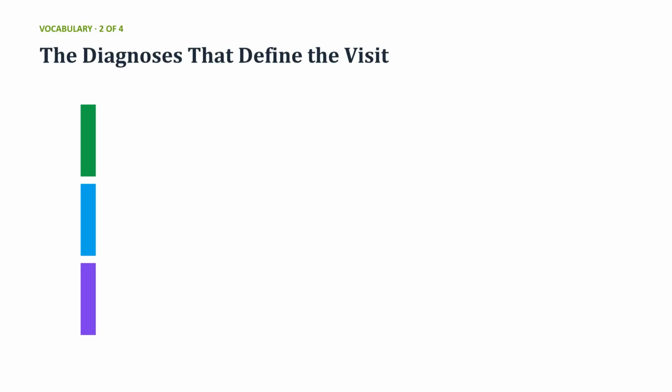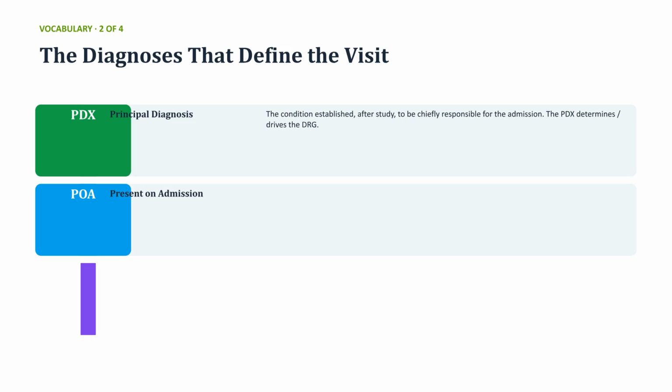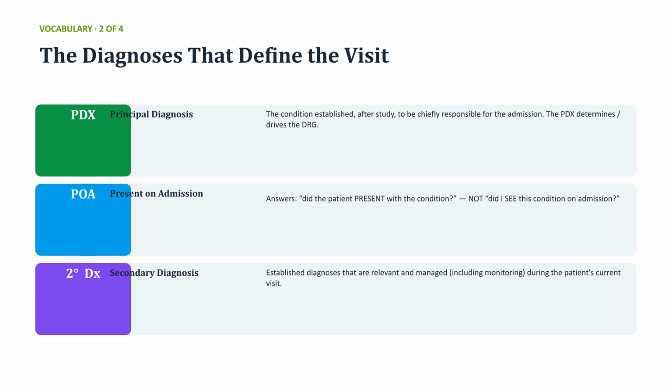Key diagnostic terms define the visit. The PDX, or principal diagnosis, is the condition primarily responsible for admission and drives the DRG. POA, or present on admission, asks if the patient arrived with a condition. Secondary diagnoses include relevant, managed conditions, which are vital for capturing the true severity of the patient's illness.